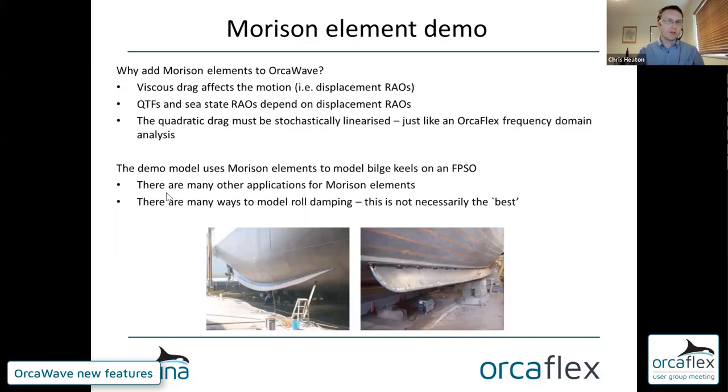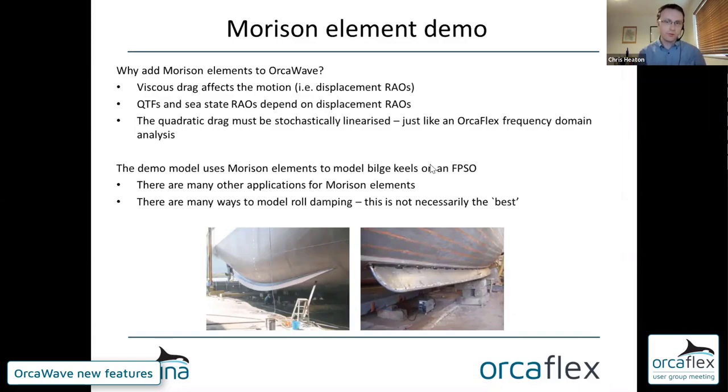Obviously there are plenty of other application areas for Morrison elements, struts and trusses and arms and so on floating structures. And indeed, there are other ways to model roll damping. There are other effects besides bilge keels, and there are other ways to model bilge keels. So don't take this as a definitive guide to roll damping, but it is a demo model.